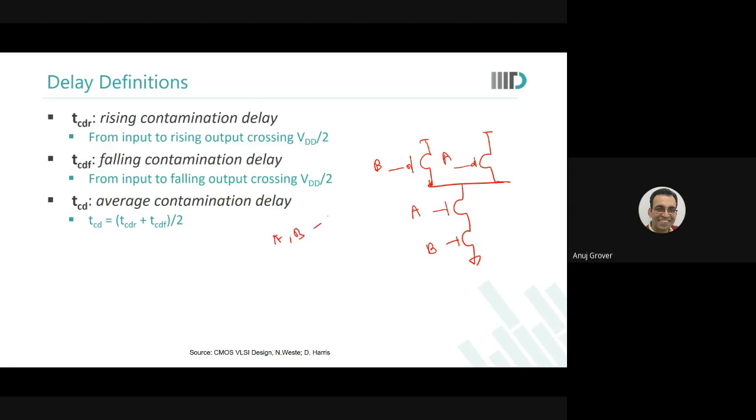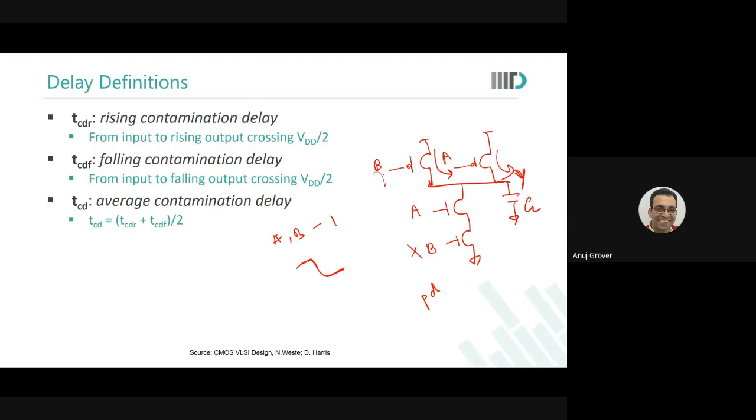A and B were initially 1, and B goes to 0. Since B goes to 0, this connection is off and current starts to flow from here, and it charges my load capacitor. So what will I get? I will get my delay from B to Y. Am I right? Similarly, if instead of B, A had gone to 0, I would have gotten my delay from A to Y. This would be my propagation delay.